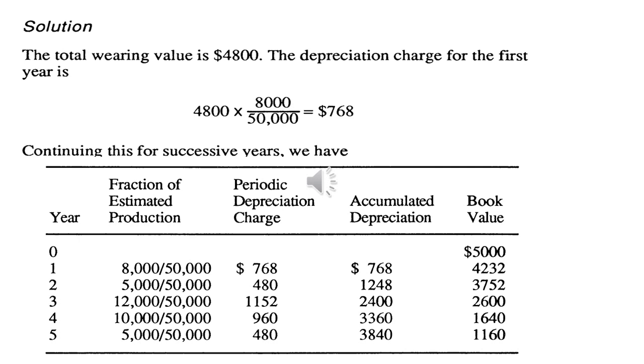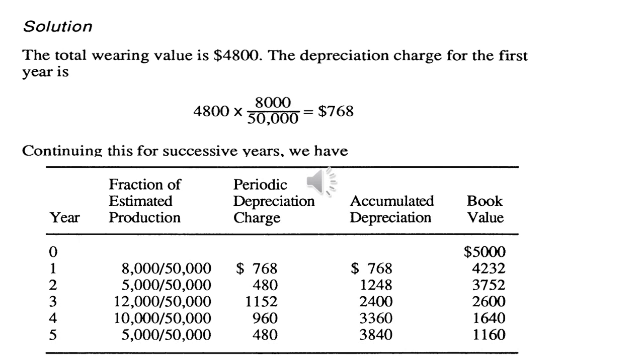3,752. In the third year also, 4,800 must be multiplied by 12,000 units over 50,000 units to take the periodic depreciation charge 1,152. 1,152 must be added to 1,248 to take accumulated depreciation 2,400. 2,400 must be subtracted from 3,752 to give a result 2,600. In the fourth year, 4,800 must be multiplied by 10,000 over 50,000 units to take a periodic depreciation 960. 960 must be added to 2,400 to give a result 3,360. 3,360 must be subtracted from 5,000 to give a final result 1,640.